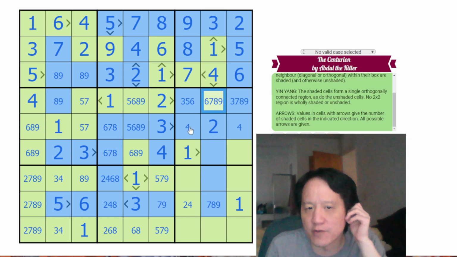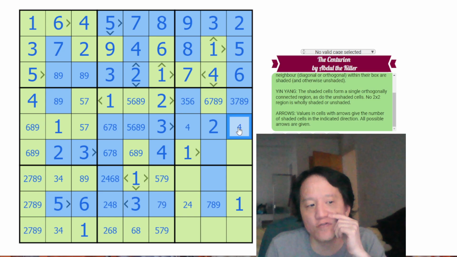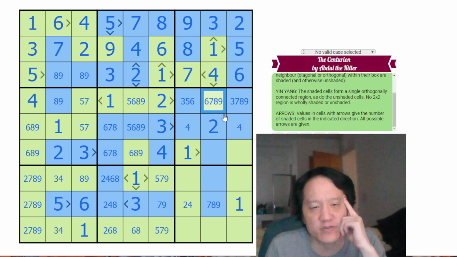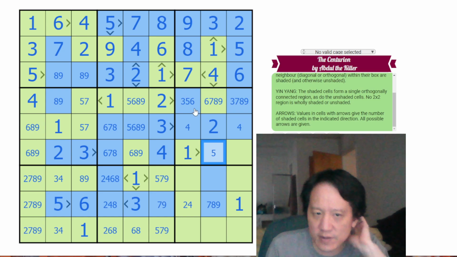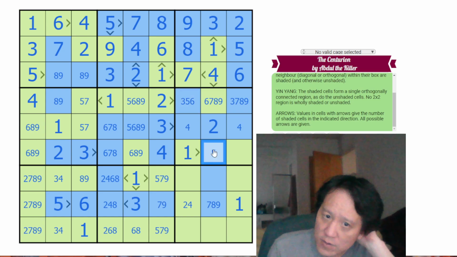So this can't be 5 again because it's next to a 4, and therefore it would have to be shaded. If this is 5, that's 4. That can't work. So this cannot be 5 either. If this is 5, that's next to a 4. So any of these could be 5. This could be 6. This could be 6. That could be 6. And that could be 6.